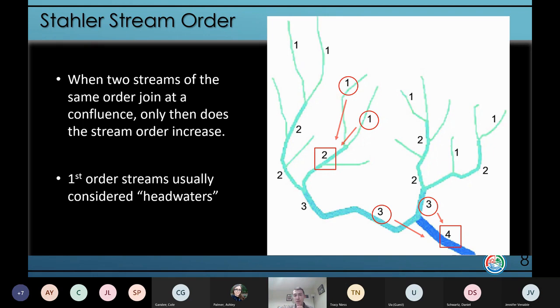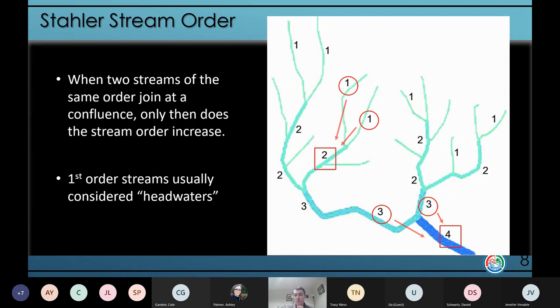And it's important for us to know the difference between headwaters. So things like a level order one are much smaller streams. They tend to have fresher water and a lot less water in them as well, and different organisms. So two ones that combine at a confluence will become a two. But if another one attaches to that two, it will not change the order. So that's important to know.